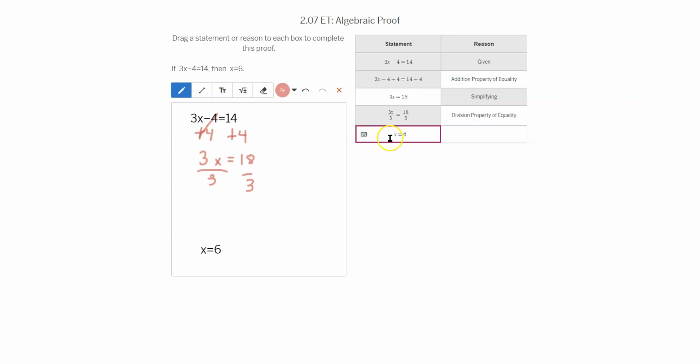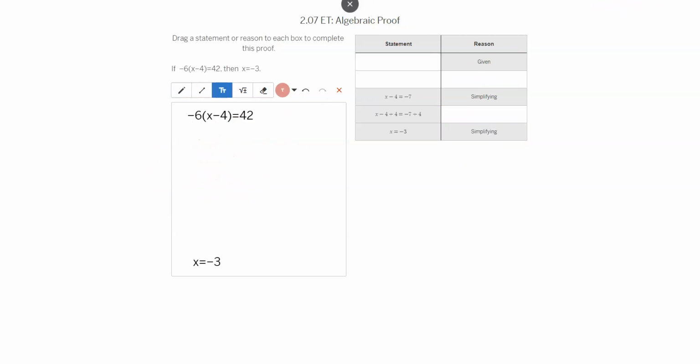Never put proof right here. We don't want proof in a proof statement, so instead you're going to say, I simplified to get that information. Because I went ahead and did the math, right? We call that simplifying. Drag a statement or reason to each box to complete this proof.